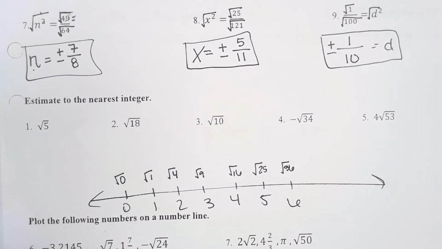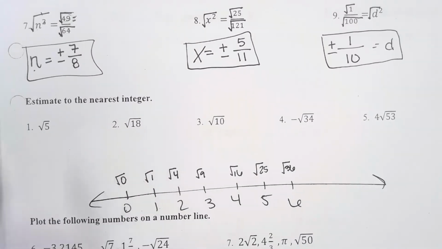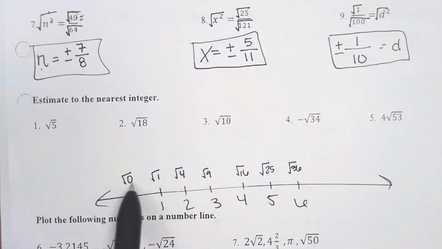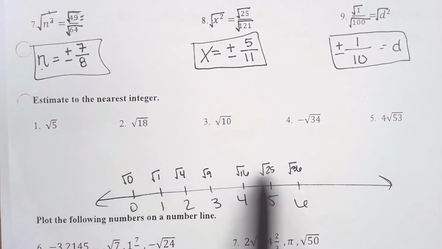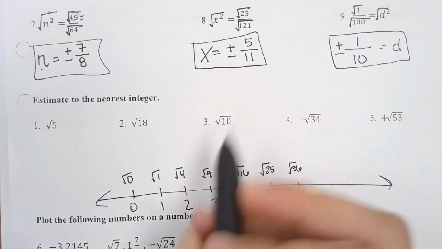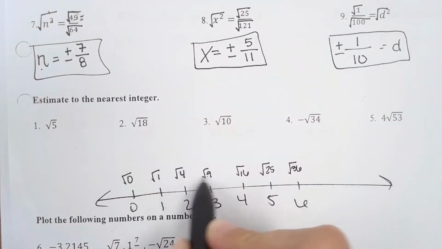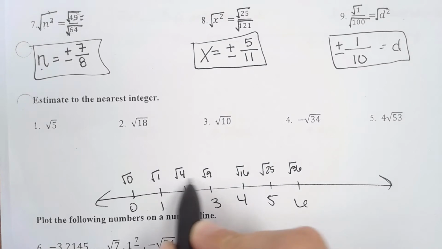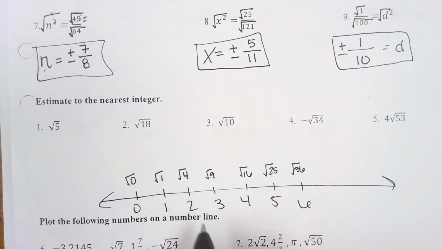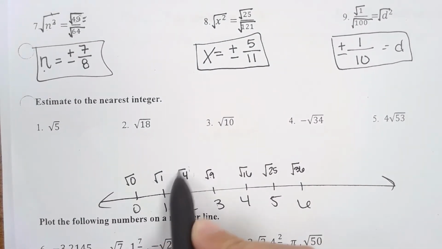So what we do to approximate is, if I tell you guys the square root of 5, you're looking at our perfect squares and you're trying to figure out, where does the square root of 5 fall? Well, it falls in between 4 and 9, right? Square root of 5 falls in between the square root of 4 and the square root of 9. So that means that the square root of 5, if I were to plug it in my calculator, is going to be a number between 2 and 3. And square root of 5 is actually closer.